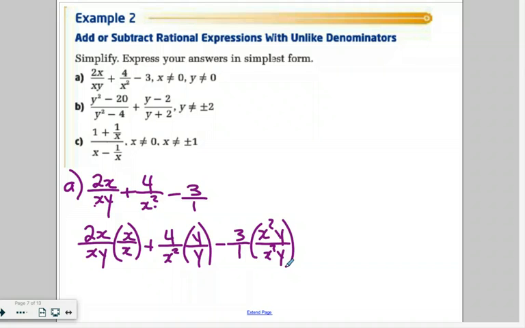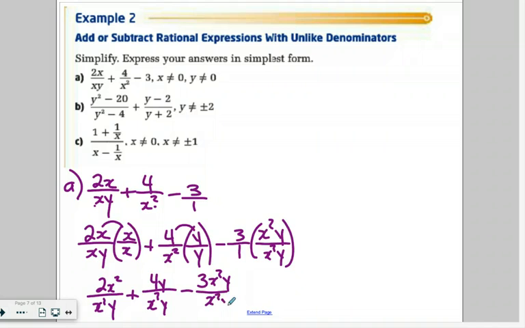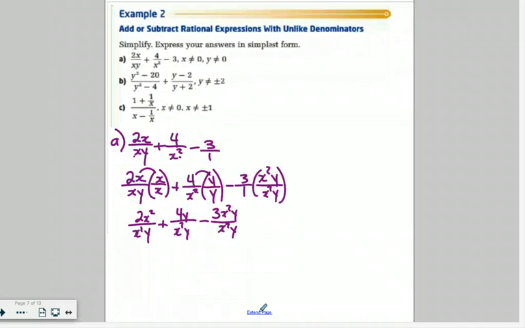Okay, so that means here in my first fraction, multiply that across, what I have is 2x squared over x squared y. What I have in my second fraction is 4y over x squared y. What I have in my third fraction is 3x squared y over x squared y. The reason we do this is so that I can get a common denominator and now combine my like terms in the numerator.